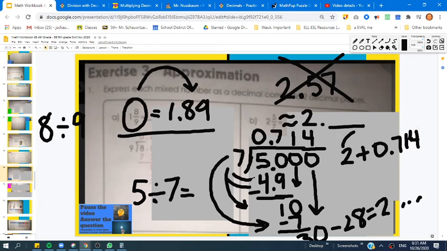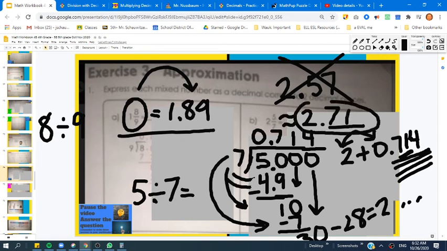We're going to only add our whole numbers, right? So 2 plus 0 is 2, and then we're going to add our fraction, or our part, or our portion, or our ratio, which is 714 thousandths, which is the same as 71 hundredths. So our answer is 2 and 71 hundredths. That's your final answer.